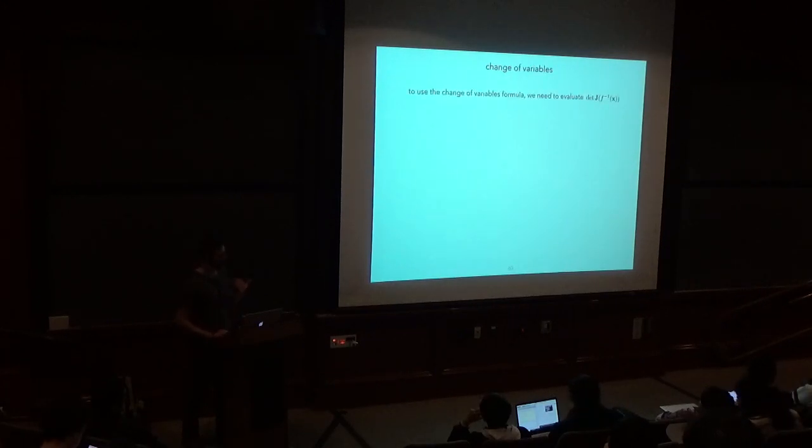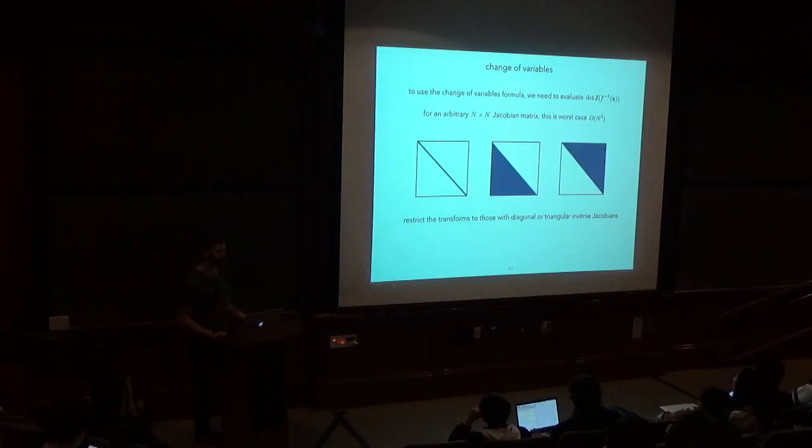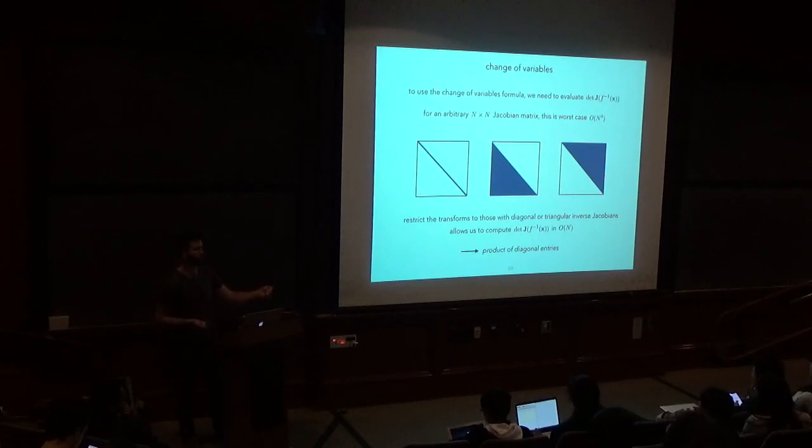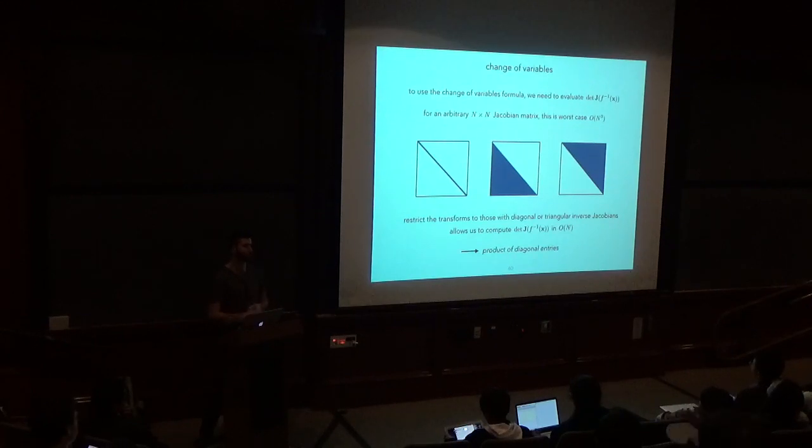So in order to actually use the change of variables formula, we said we had to evaluate this determinant of this Jacobian. And so for an arbitrary n by n matrix, this is going to be worst case order of n cubed, which is not good if you have a large space. So in practice, what people will do is restrict the transforms to have either a diagonal or a triangular inverse Jacobian, in which case you can evaluate the determinant very easily as just the product of the diagonal entries. So it's just saying we need to restrict ourselves to fairly simple transforms in order to actually have this work out in a computationally efficient manner.